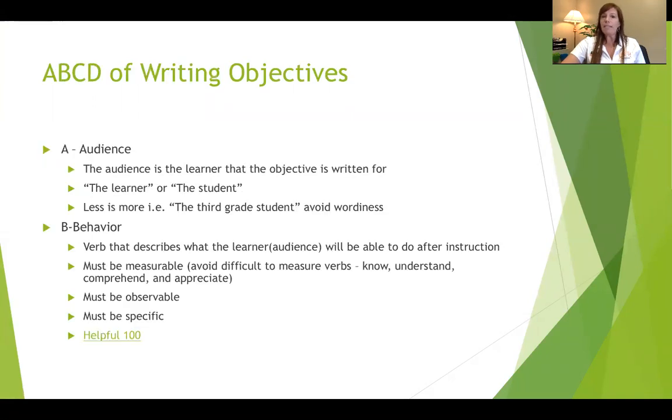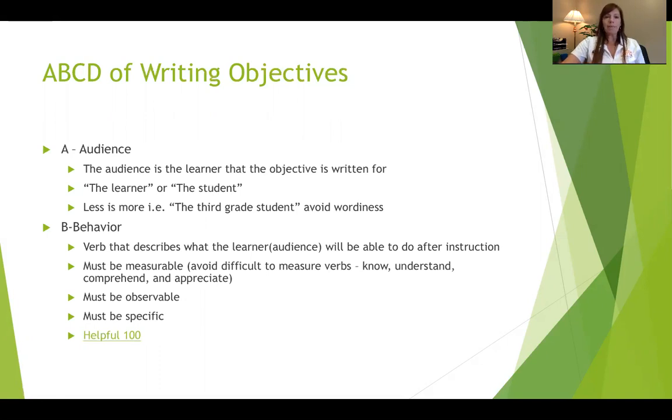We use the ABCD of writing objectives, starting with A, the audience. The audience is simply the learner or the student. This does not need to be complicated. One of the points, less is more. We're really wanting to focus more on the behavior as well as the specific and measurable outcome.